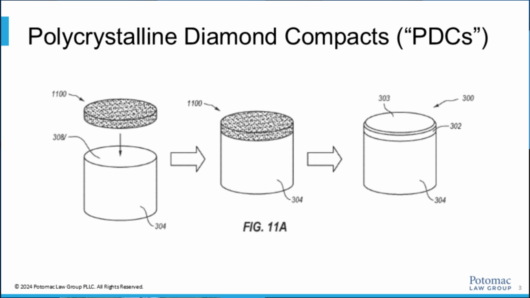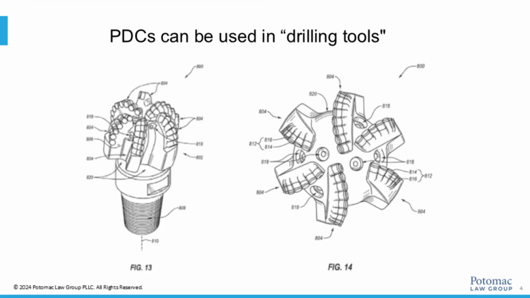The diamond table may be formed and bonded to the substrate using a high pressure, high temperature process, and you can make drilling tools such as cutting elements and drill bits, as we see here in figures 13 and 14. These are also from the 565 patent, where you can see the little cylindrical members around the drill bit are each individual polycrystalline diamond compacts.